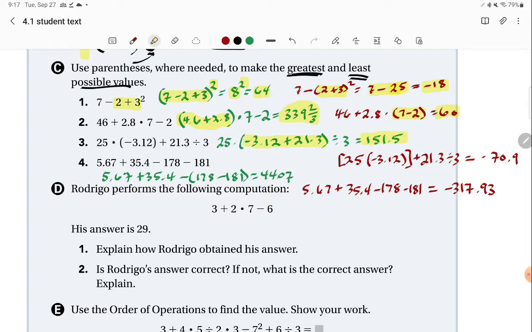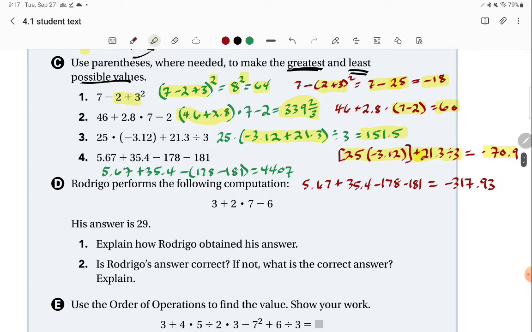And then on 3 also, grouping it a little bit differently, if you take the 25 times 3.12, put that in parentheses, meaning you have to do that first, and then add 21.3 divided by 3, you get negative 70.9. And then if you look at the last one and grouping these two, the 178 with the negative on the outside gives you 44.07, and then adding no parentheses gives you the smallest value on that one.